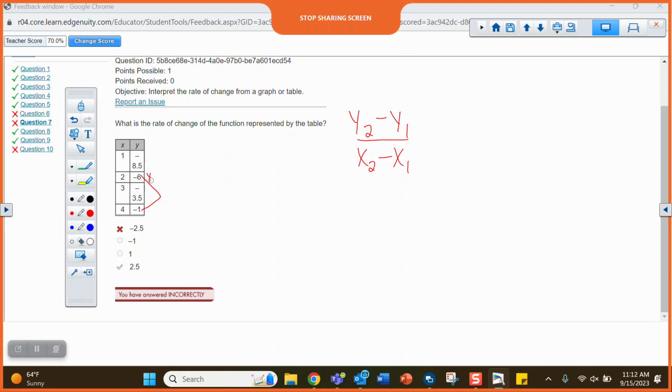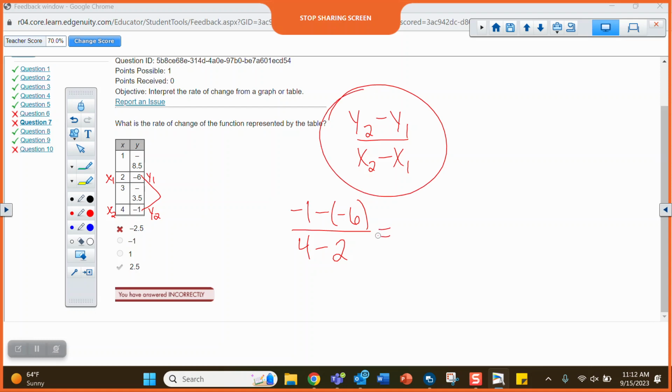So this is going to be y1. Whoops, I should have said y1 because it's first. This one's y2. This is going to be x1, and this is going to be x2. So it's a subtraction problem on top. -1 minus -6. Be careful there with your negatives. The formula is subtraction, and so we are subtracting a negative. On the bottom, we have 4 minus 2. That's x2 minus x1. Again, I'm just following this formula.